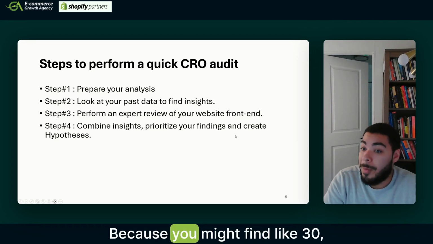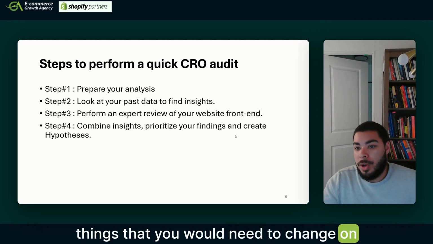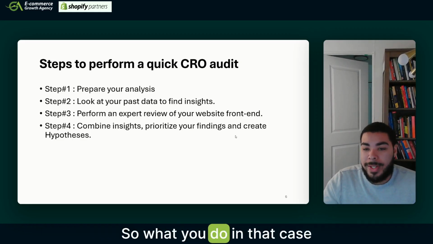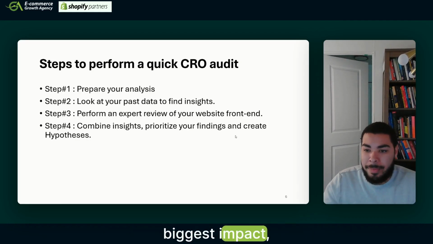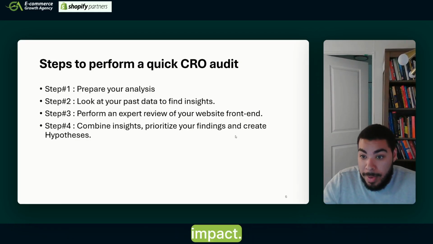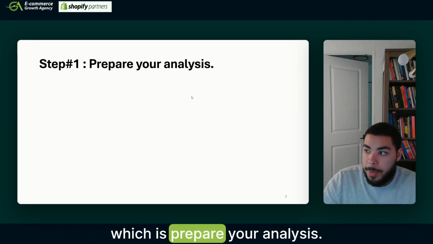Because you might find like 30, 40 things that you would need to change on your website. So what you do in that case is you prioritize what would have the biggest impact. How do you know what would have the biggest impact? That's step 4. All right, so let's move on with step number 1, which is prepare your analysis.